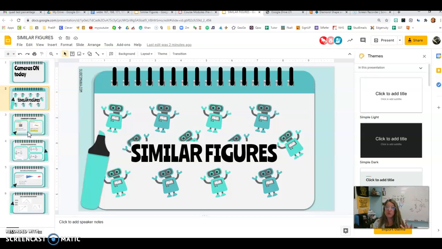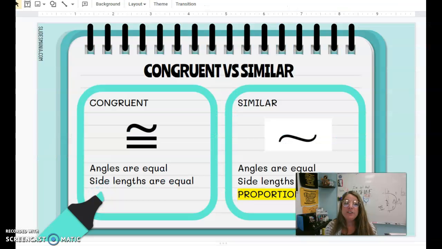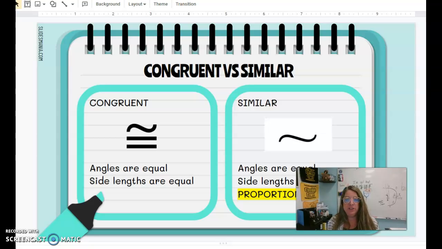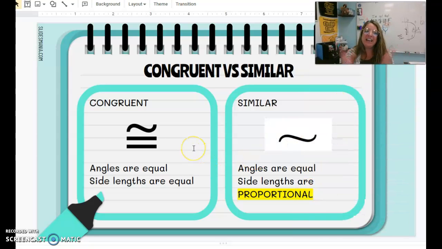about the differences between figures that are exactly the same and figures that are only similar, okay? All right, so figures that are exactly the same are called congruent figures, right? They're congruent. That means that everything about them is the same. Their angles are identical. Their side lengths are identical. And the symbol for congruence is actually right here. It's an equal sign with a little swoopy thing on top of it, okay?